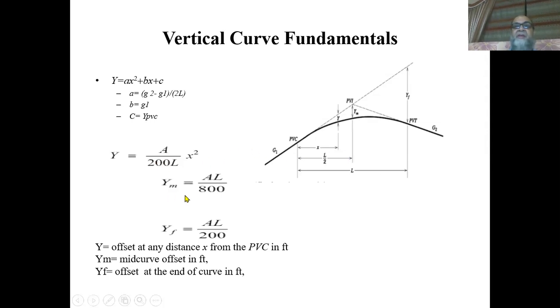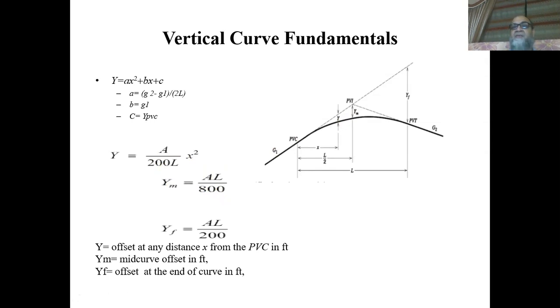And you can check this equation if say x is L by 2. So obviously when x is equal to L by 2, y becomes ym. And we can use simply ym is equal to, if I put x is equal to L by 2, this can be easily translated to AL over 800.